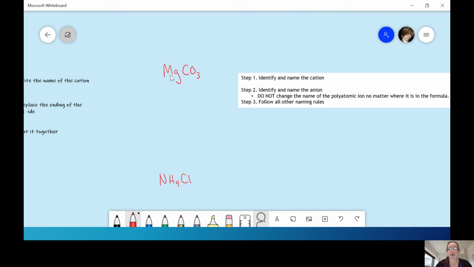All right, so again, I've got magnesium. Why? Because it's just easier to keep using it. So Mg is magnesium. We're good there. CO3 is carbonate. So we're going to do step 2, carbonate. Okay, carbonate is a polyatomic ion, so I cannot change the ending. I cannot mess with it at all. And then I'm just going to put it together.